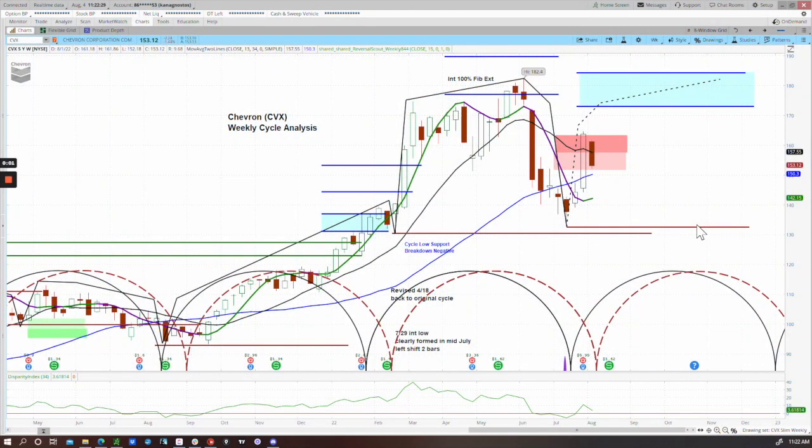Hi, this is Katie with askSlim. This is Trade Planning with Options for August 4th, 2022. Today we're going to demonstrate an options trade in Chevron. Let's look at the chart analysis.